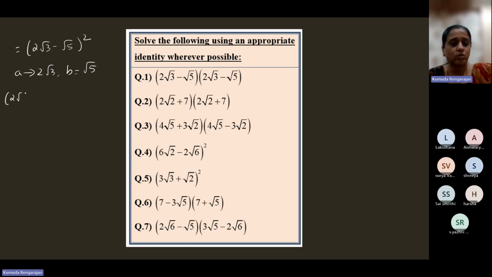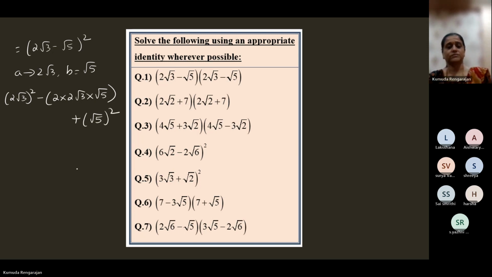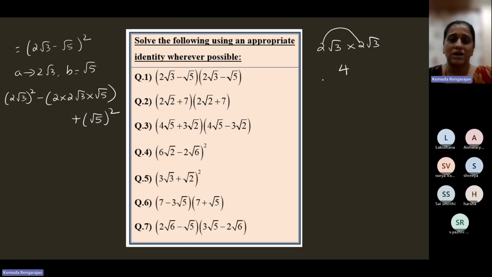A square, 2 root 3 the whole square, minus 2 into a into b, plus b square. So now 2 root 3 the whole square means 2 root 3 into 2 root 3. Now 2 into 2, 4. When you're multiplying, you don't have to check whether they're like or unlike. You can just multiply. Only when you have to add or subtract, you'll have to make sure that they are like surds.